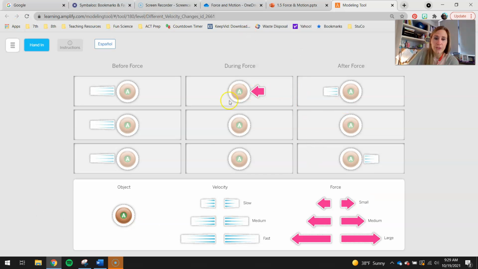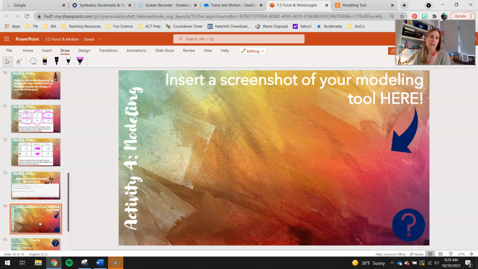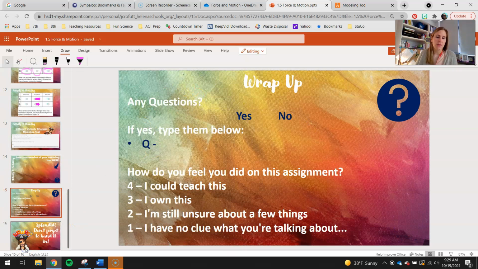So go ahead and finish the modeling tool for these 2 examples. Again, you're just adding the arrows during force for this example and this example, and then go ahead and screenshot your modeling tool right here. Once you have done that, you are all done.